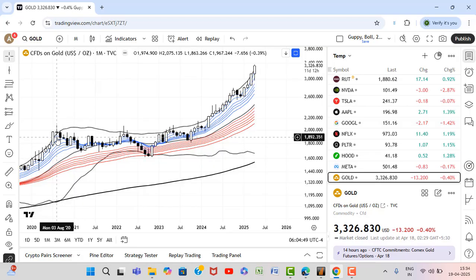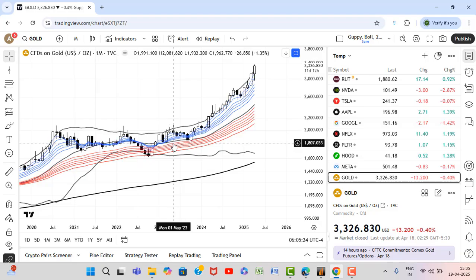So gold faced resistance here at this point. It stopped on Monday in the month of August 2020. So it faced resistance at this price level, which on the right of your screen you will see is 2063, around that level. In 2022, after 2 years, it again faced resistance at a similar price level, 2051, 2060.